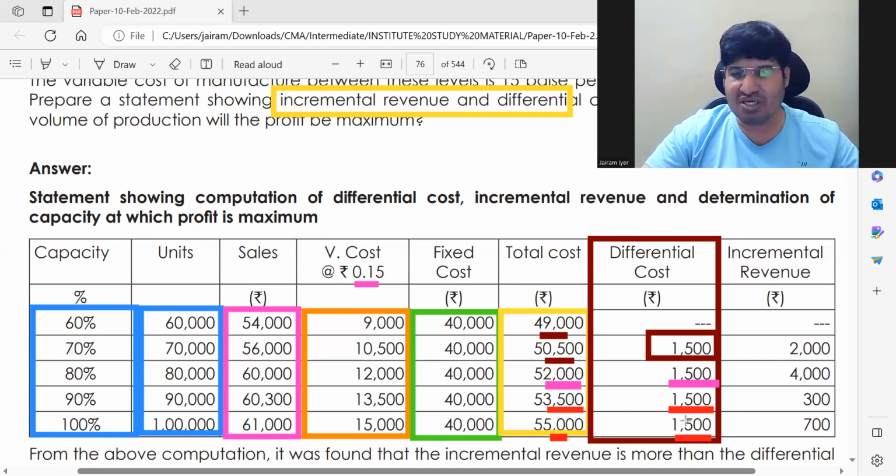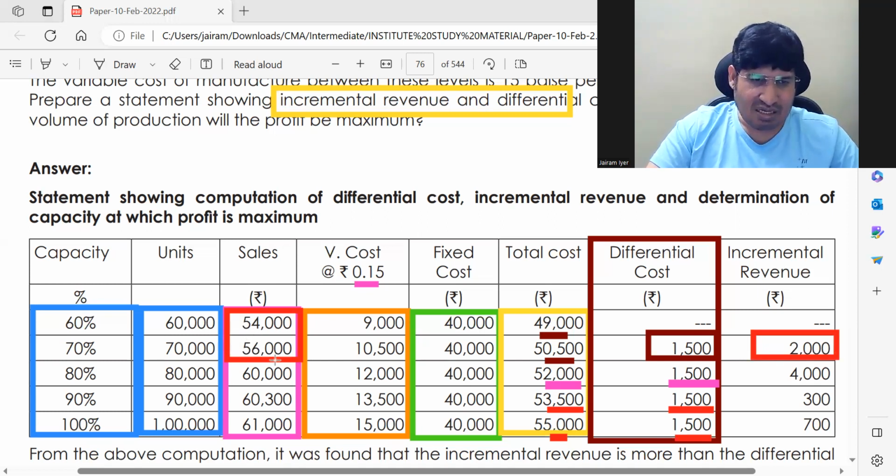Incremental revenue, you will do the same thing. Whatever we did in cost, do it in revenue. First two, 56 minus 54 gives you 2,000. The second one is 60,000 minus 56,000, which gives you 4,000. After that, 60,300 minus 60,000 gives you only 300, and this one gives you only 400.